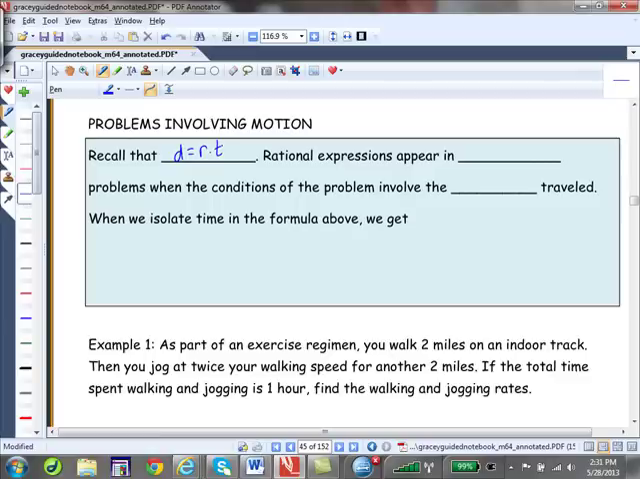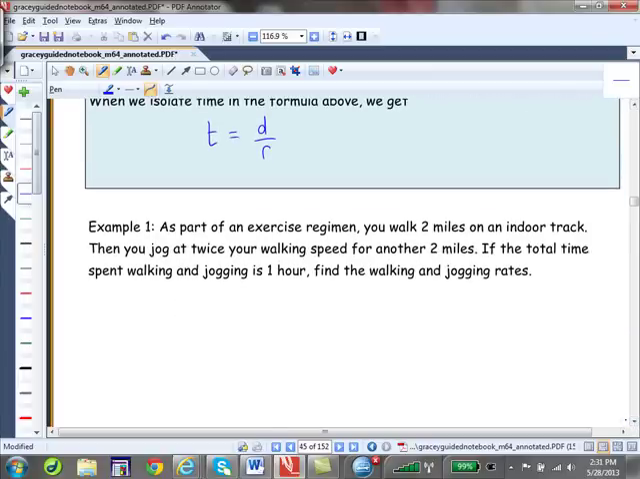Rational expressions appear in motion problems when the conditions of the problem involve the time traveled, often, or the rate. So when we isolate time in that formula, do you see you'd basically divide both sides by r. So time would be distance over rate. Okay, so that's often what we'll use. So here's the first example.